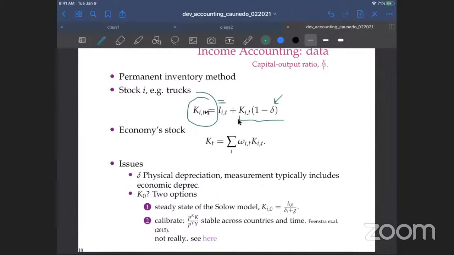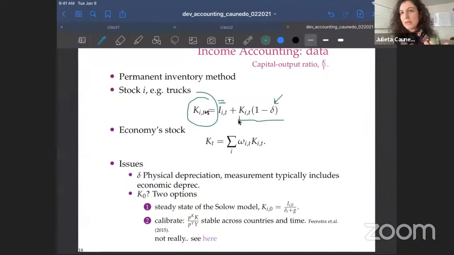Now, this is the stock of trucks. Then I need to aggregate. And to aggregate it, I'm going to use some weights to aggregate trucks to computers, to structures, to buildings. Okay? Now, a couple of issues. Let me first focus on the question on top. What the framework says is that delta should be physical depreciation.